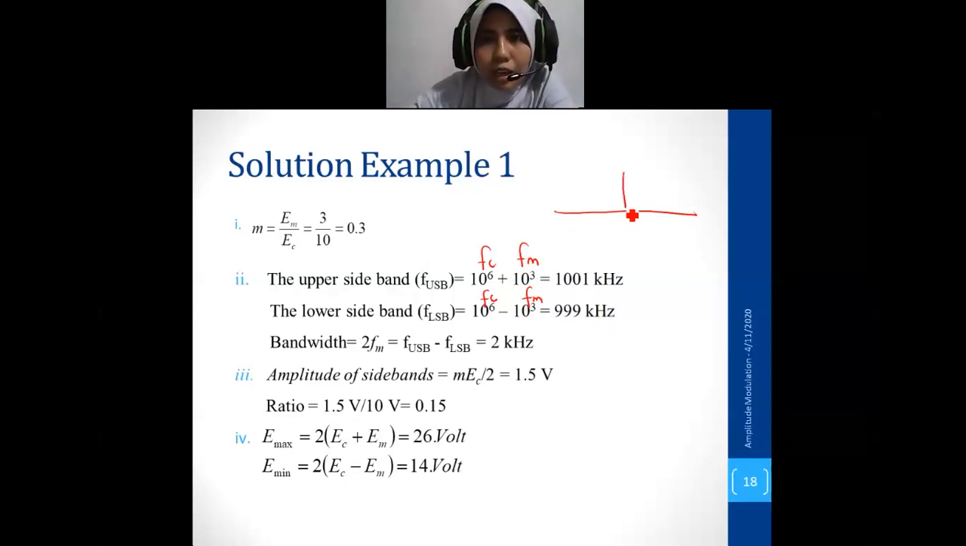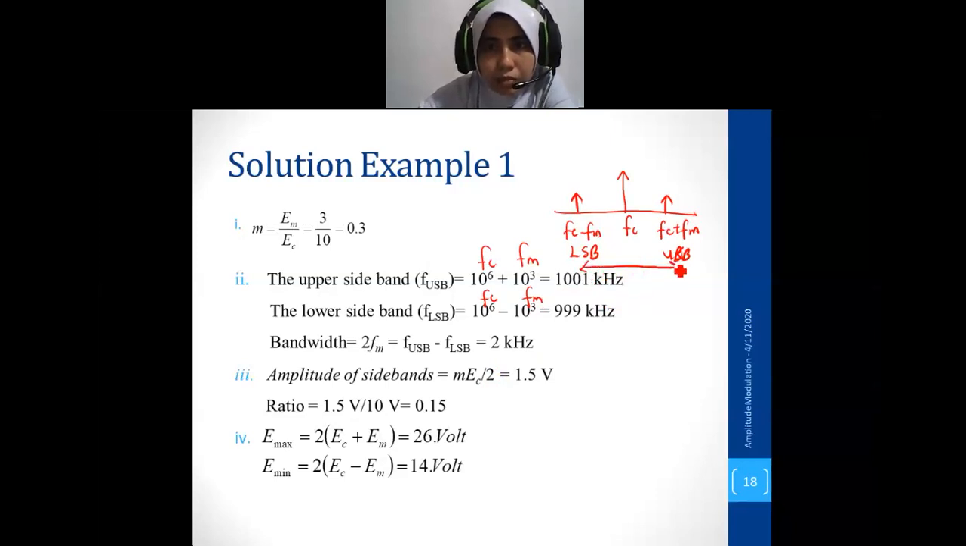And for the lower sideband is FC minus FM, because based on the frequency spectrum before, we have the carrier signal here, and we have the FC plus FM for the upper sideband. And then FC minus FM for the lower sideband. And what is the bandwidth of this? So the bandwidth is from upper sideband to lower sideband, equal to 2 FM. Or also you can subtract the lower sideband from the upper sideband.